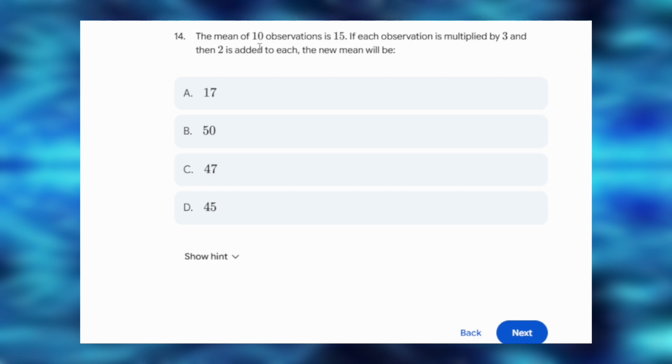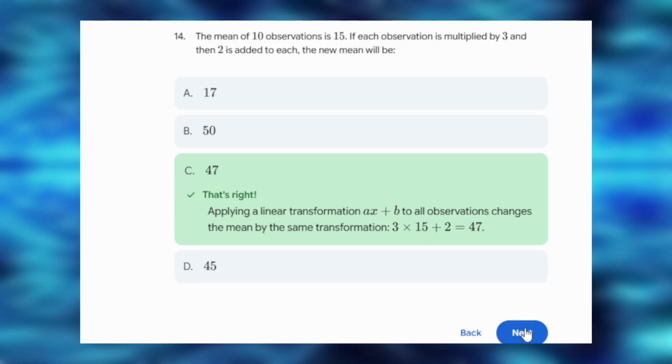Next sum, the mean of 10 observations is 15. If each observation is multiplied by 3 and then 2 is added to each, the new mean? The new mean also we get by multiplying by 3 and adding 2. 3 15s are 45 plus 2, 47 is the correct answer.